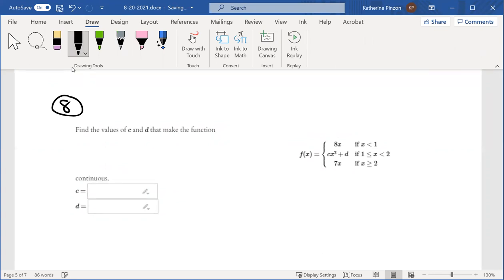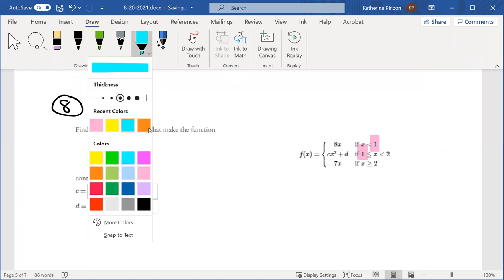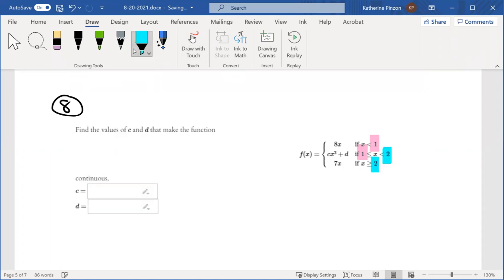What do you have to figure out to make a piecewise function continuous? Yeah, each piece has to have the same value. So where it changes from one piece to another, you need to make sure that the values are the same. So we're going to look at two places. We're going to look at what happens at 1 when it changes from the top function to the middle function. And then we're going to look at what happens at 2 when it changes from the middle function to the bottom function.